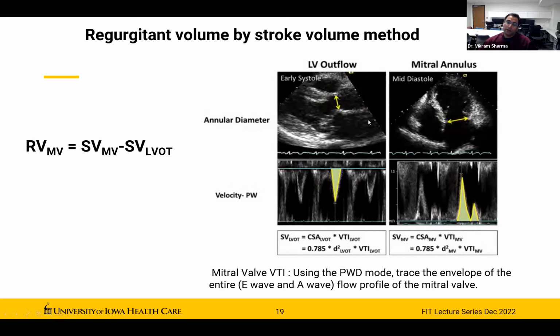And this is an example of how this is measured. So using the apical four-chamber view, we can measure the annular diameter. And then by using pulse wave Doppler at the mitral valve leaflet tip, you can get the E and A waves, and then you basically just trace around it to get the mitral valve VTI. And similarly for the LVOT, we measure the LVOT diameter, and then we put a pulse wave Doppler right in the LVOT, and then trace the envelope to calculate the LVOT VTI. And so the stroke volume of the LVOT will be the cross-sectional area times the VTI, and then similarly for the stroke volume across the mitral valve, we can put in this formula to calculate our regurgitant volume. So this can then be used to calculate EROA.